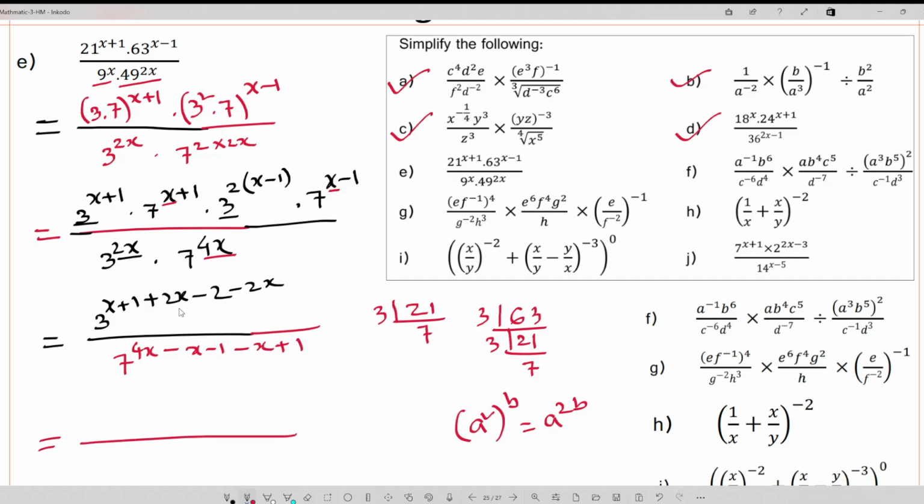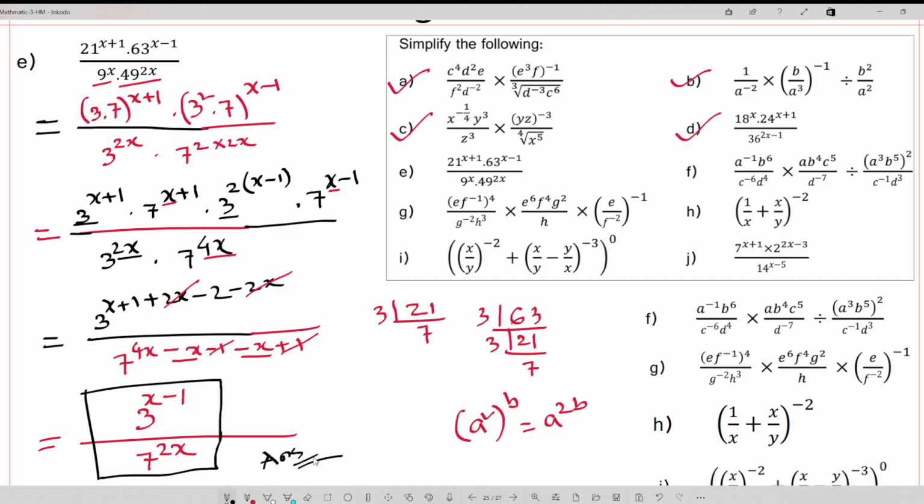Okay, now look, here is x plus 2x, so this plus 2x and this minus 2x cancel out, so we can write 3 to the power x and minus 1 plus 1, it will be minus 1. Okay, and then here minus 1 and plus 1 cancel out, here is minus x, it means minus 2x, and here is plus 4x, so we can write 7 to the power 2x. So this is our answer.